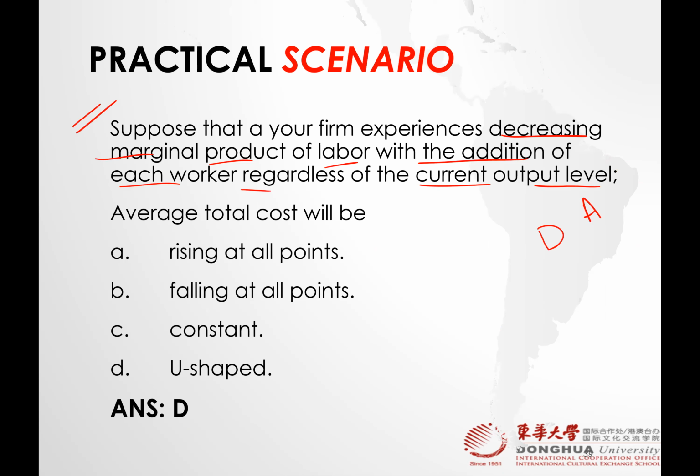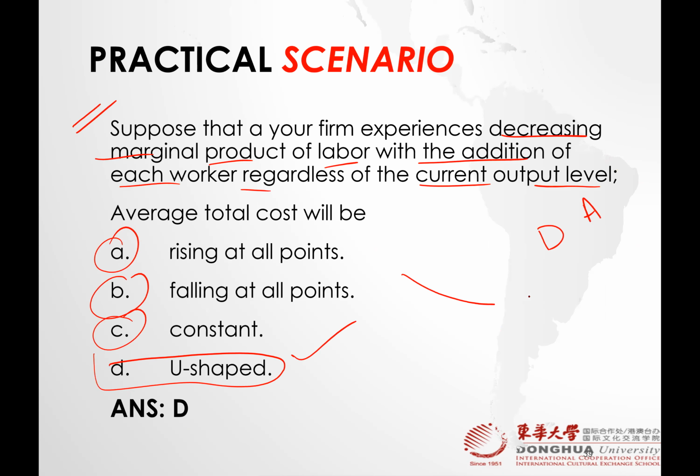So remember one thing. Every total cost curve, whether we have a rising all points, falling all points, constant, whatsoever, if the answer is given a U shape, please pick that one. Why? Because every average total cost is always a U-shaped curve. You can be shaky on these points, but you can never be shaky on option D.